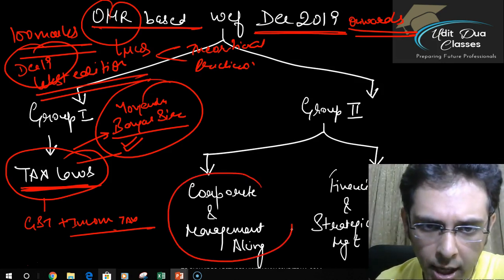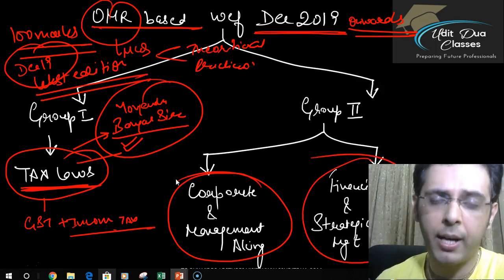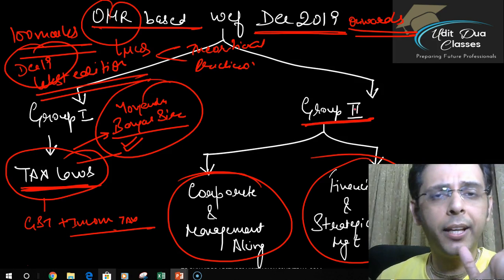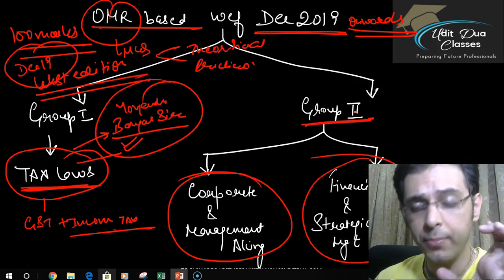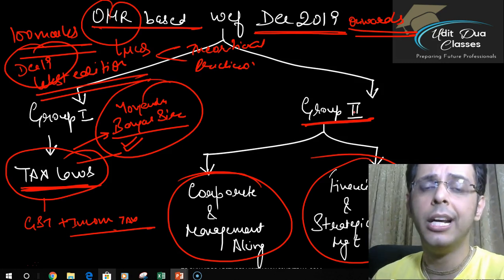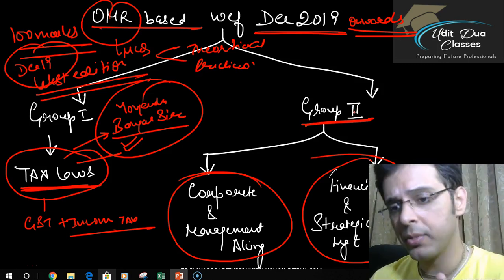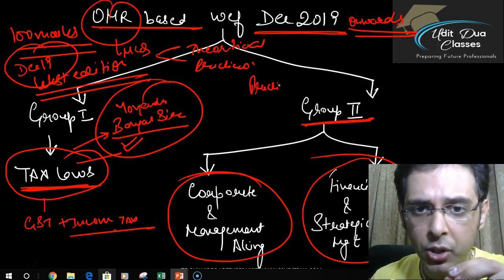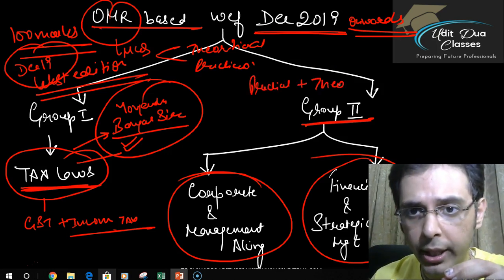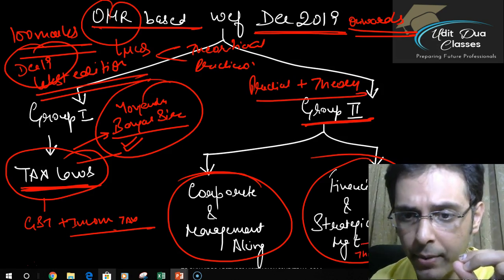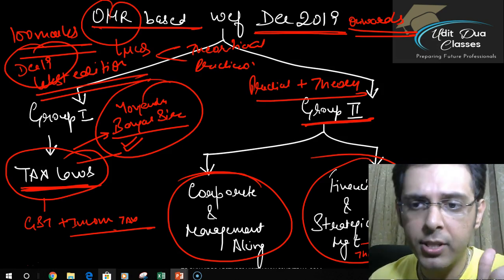Corporate and management accounting, and financial and strategic management, are the 2 papers in group number 2. Now it's a very big advantage after the introduction of MCQs. You can definitely score well in group 2 because group 2 has 2 MCQ-based papers, and both are practical as well as theoretical. Practical plus theory, it will ask both. Strategic management is full theory and financial management is practical, plus it will have some theory.